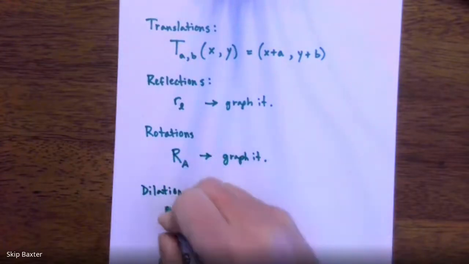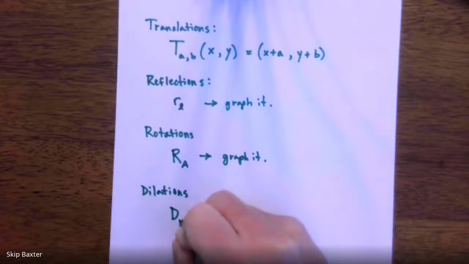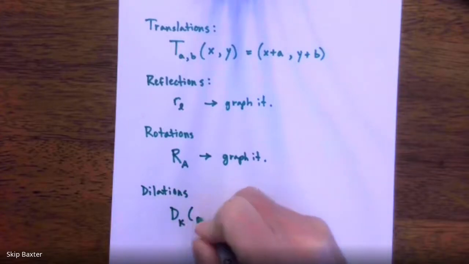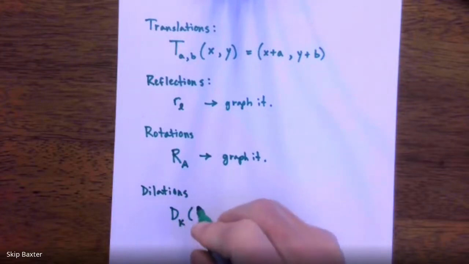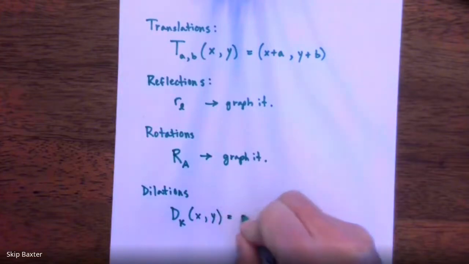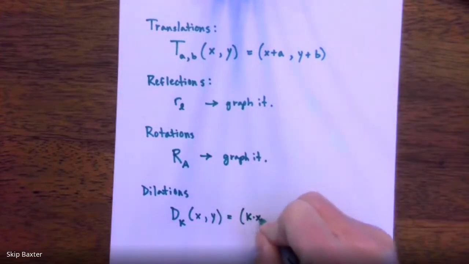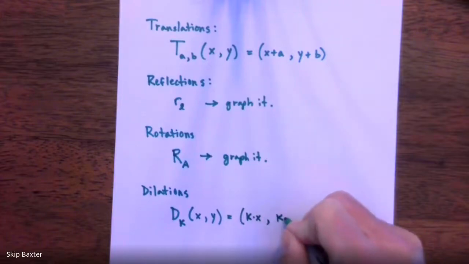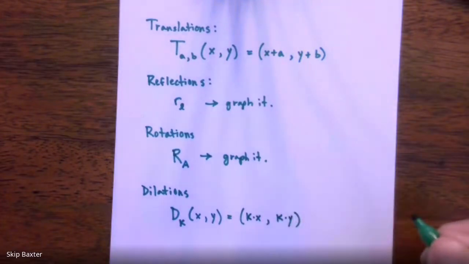And the whole idea here is, if you have capital D with a subscript of a scale factor, all you're going to do is just multiply. It's going to be K times X and K times Y. Right? So that's kind of a summary of what we've done so far with transformations.